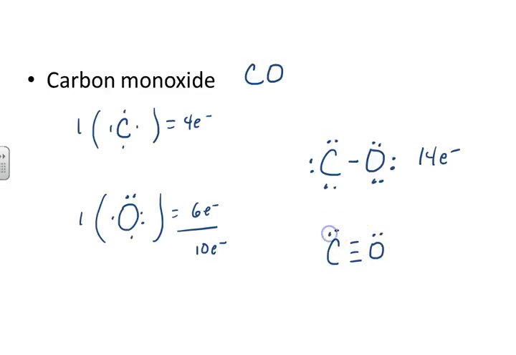It doesn't really matter where you put the electrons, the lone pairs of electrons. 2, 4, 6, 8, 10 electrons. 10 electrons, 10 electrons. 6 of the electrons are in bonded pairs. 4 of the electrons are in the form of lone pairs on each atom.